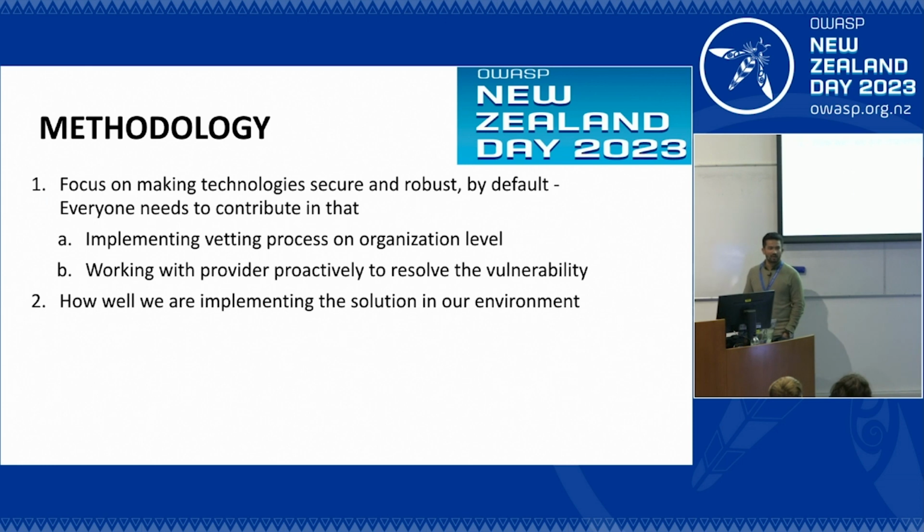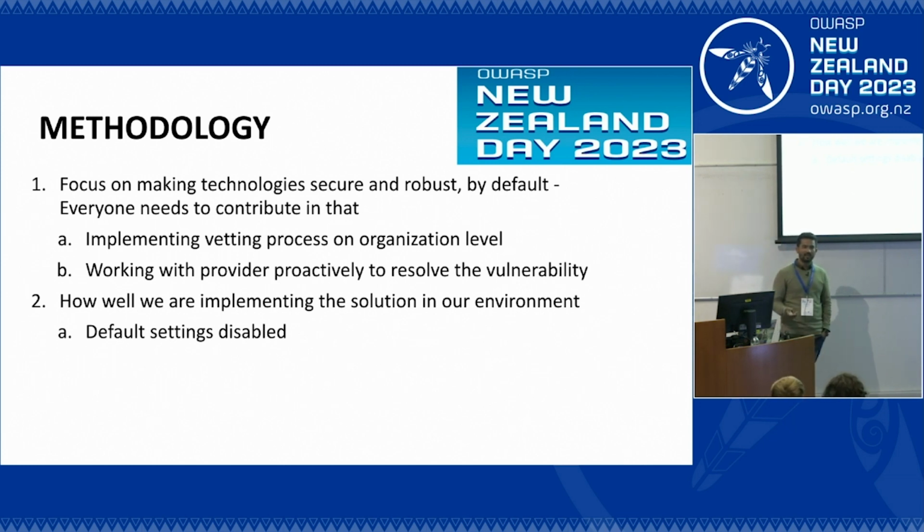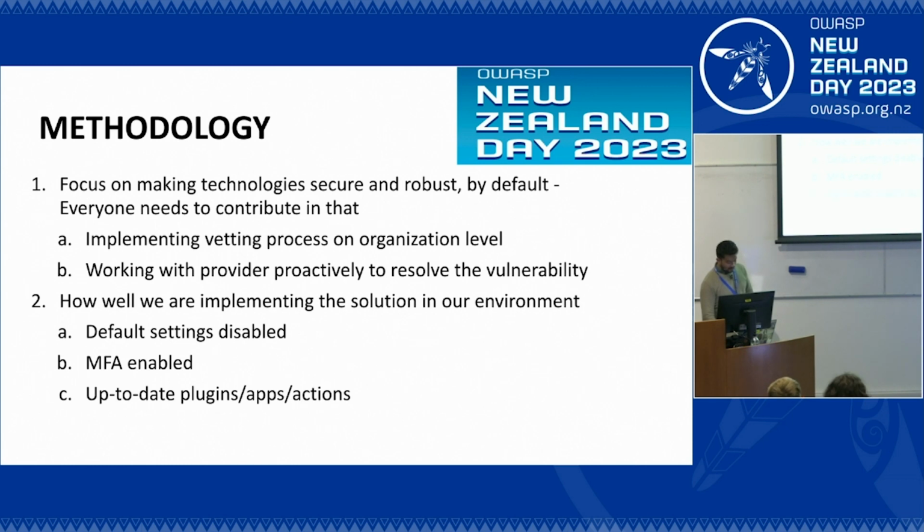The second part of this methodology is how well we are implementing it. We can make the most secure software in the world, but if we are not configuring or deploying it securely, it won't make any sense. That will vary from organization to organization. And it doesn't need to be any rocket science kind of configuration. It can be as simple as making sure that you don't have default settings left enabled. I think this recommendation goes back at least five to eight years, but we still identify these kinds of cases in enterprise-level organizations. MFA enabled, these are just a few examples. Up-to-date plugins, applications, actions.